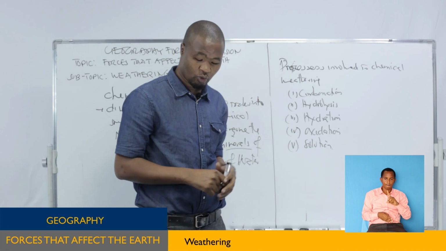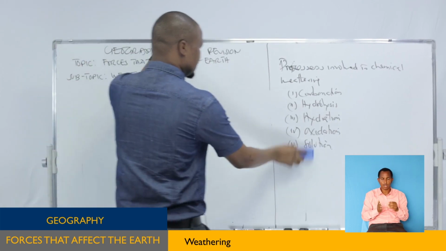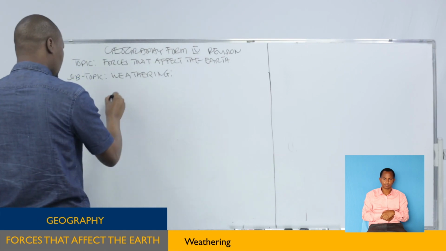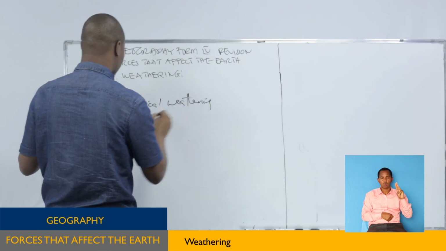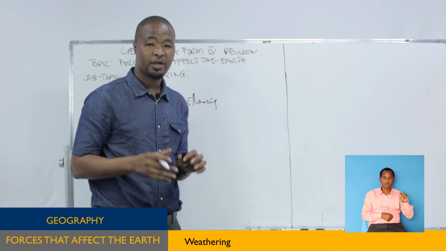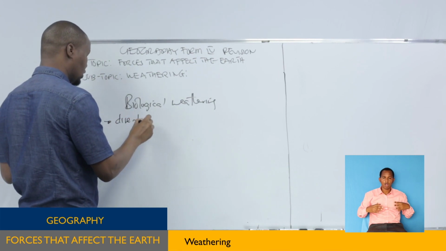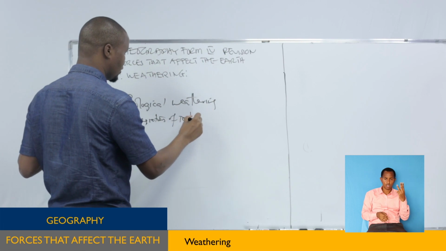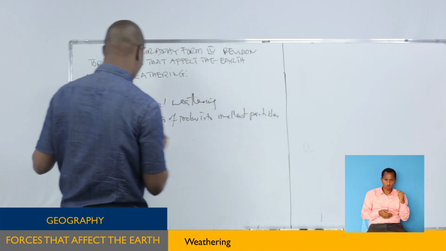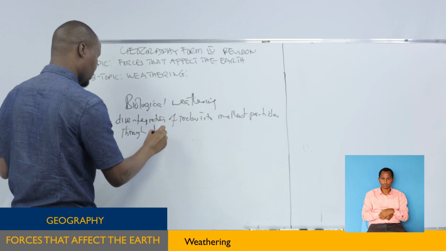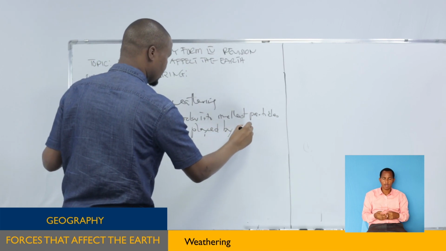Are we together? So let's see what biological weathering is, as the last type. Biological weathering refers to the disintegration of rocks into the smallest particles through the roles played by organisms.